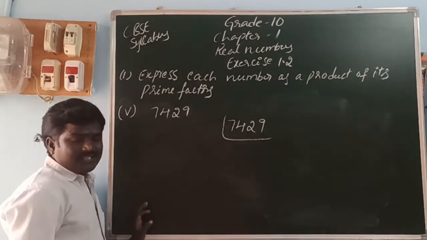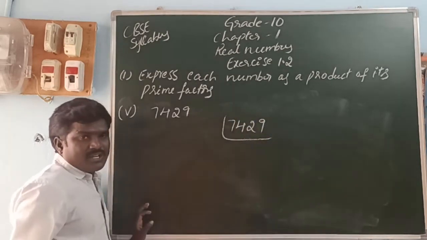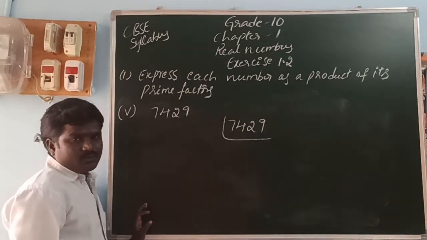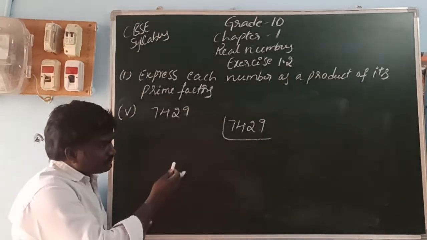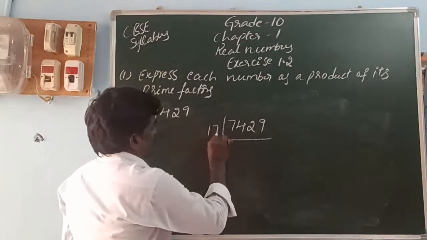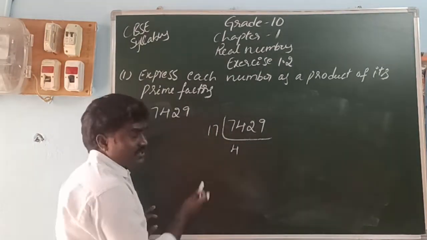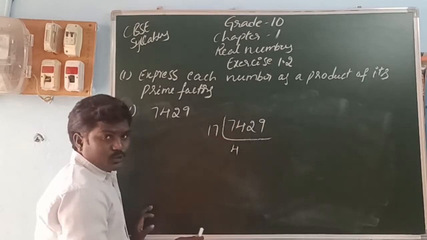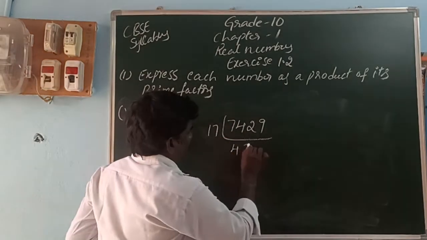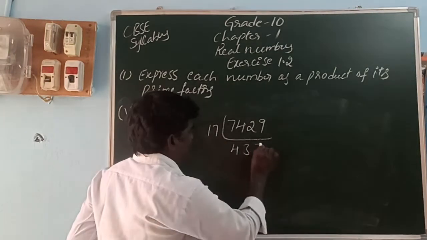It is not divisible by 11. Why? 7 plus 2 is 9, 4 plus 9 is 13. 9 minus 13 gives minus 4. So it is not divisible. Next, 13 is also not divisible. Next 17. 17 fours are 68. From 74 we subtract 68 and get remainder 6. We draw 2, 17 threes are 51. We get remainder 11. We draw 9, that is 17 sevens are 119.